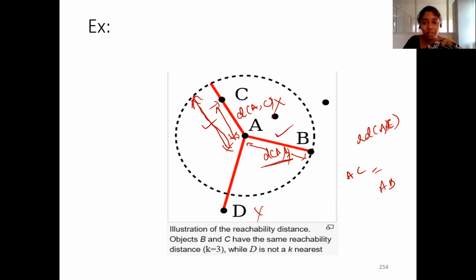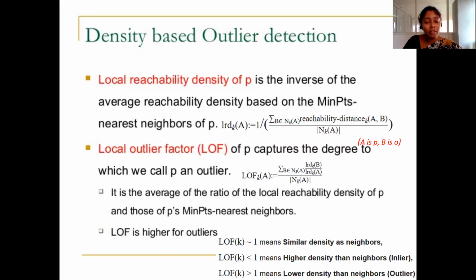And by using the reachability distance, we are now going to find the local reachability density of the point P. This is the inverse of the average reachability distance based on the min point nearest neighbors of P. So what we need to find here: suppose here is an object P, and this is the neighborhood, and here we have different objects.